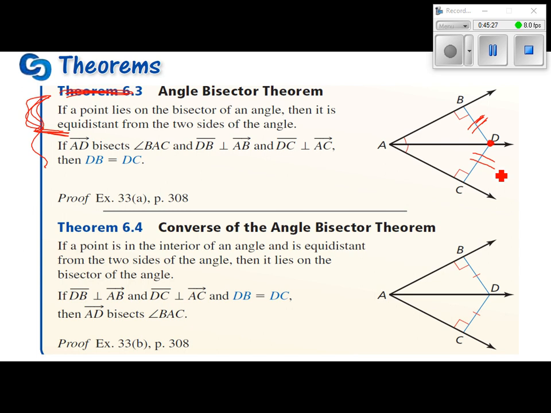Then the converse says just the opposite. If you know these two distances are the same, guess what's happening to the angle? It's being what? Bisected. So it's sort of the same thing as the perpendicular bisector theorem, but it's a little different. So make sure you don't get those two theorems confused or mixed up.